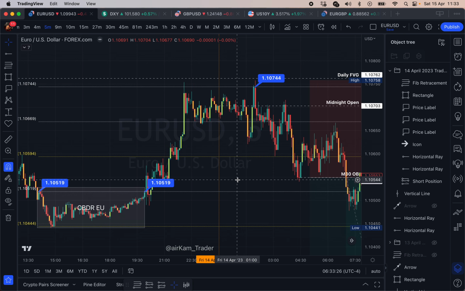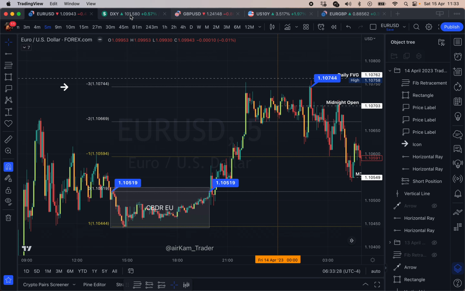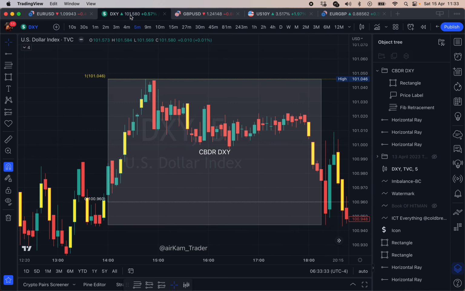Now that's amazing, right? But let me show you something even more powerful. And people say it doesn't work for the DXY, but it does. So this is the dollar index. Slightly different rules here though. So again, it's 2 p.m. until 8 p.m. Right? We use 7:55 because that candle closes at 8.